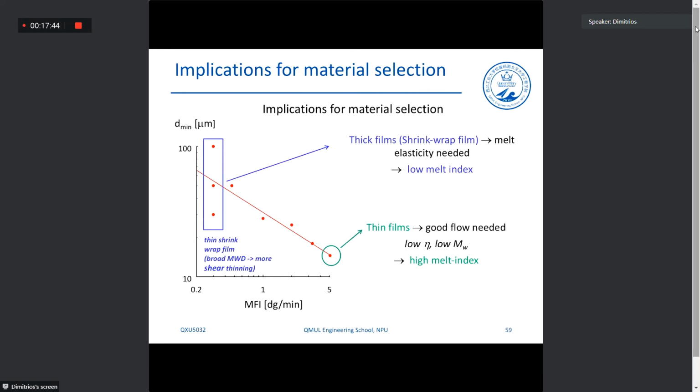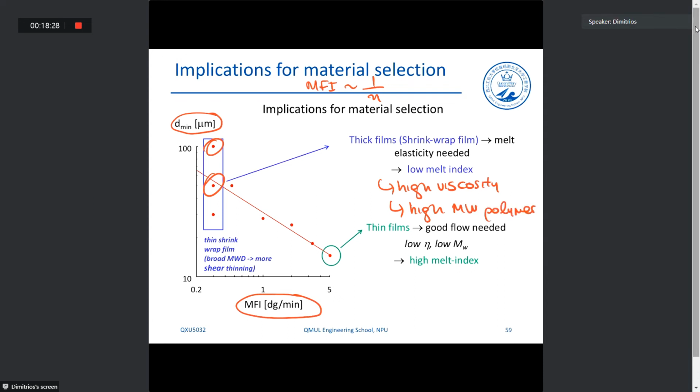Now, this graph is important because it links the thickness of a polymer with the melt flow index. You remember what we said, that for thick films, and you can see this data here, we generally need low melt flow index. That means, you remember again, we said melt flow index is proportional to the inverse of viscosity. So that leads to high viscosity.